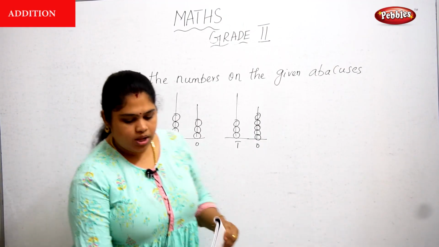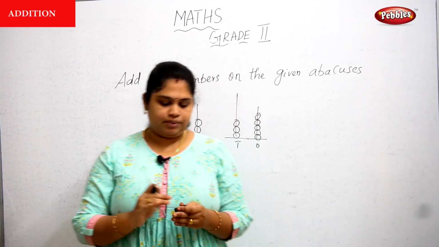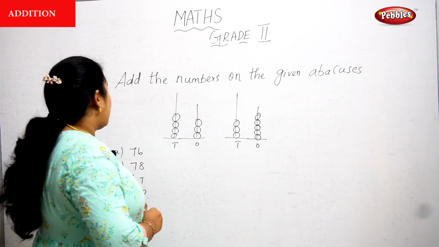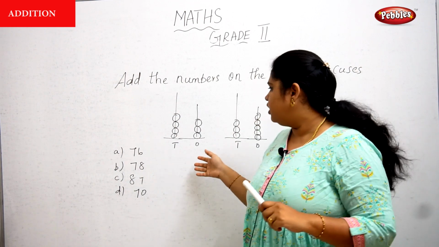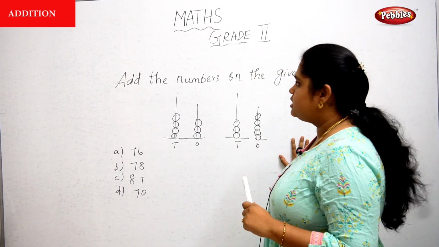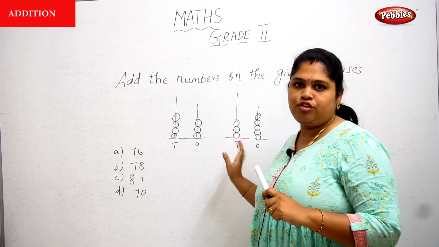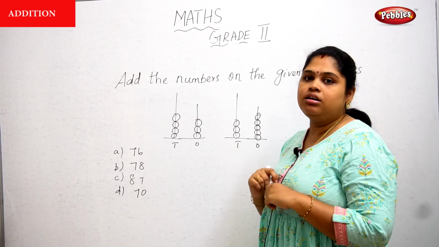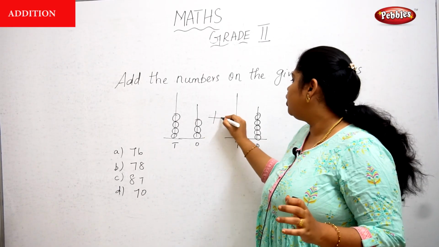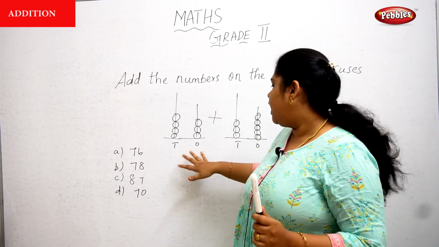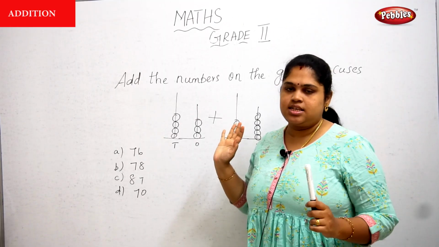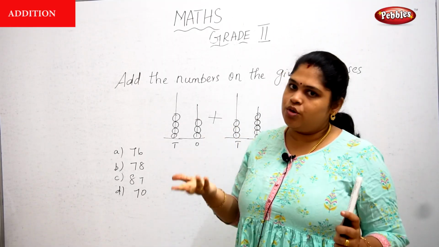Okay, so now once again I'm going to explain the question. Add the numbers on the given abacus. There were two sets of abacus given, isn't it? We are going to add the two abacus. So how are you going to add the abacus? With the help of the ones and tens. How are you going to calculate?